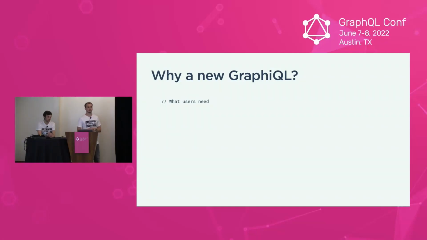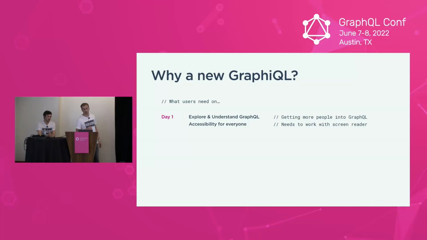When we took the lead on the project a few months ago, we had a look at all the issues, but also had a bunch of conversations with community members. What we found is that there are quite different needs depending on when you want to use the project. On day 1, I just want to try out GraphQL. I want to find out, what is this thing? How does a query actually relate to a response? I want to play around with it and build up my mental model. And this already needs to be accessible for everyone, including people using a screen reader.